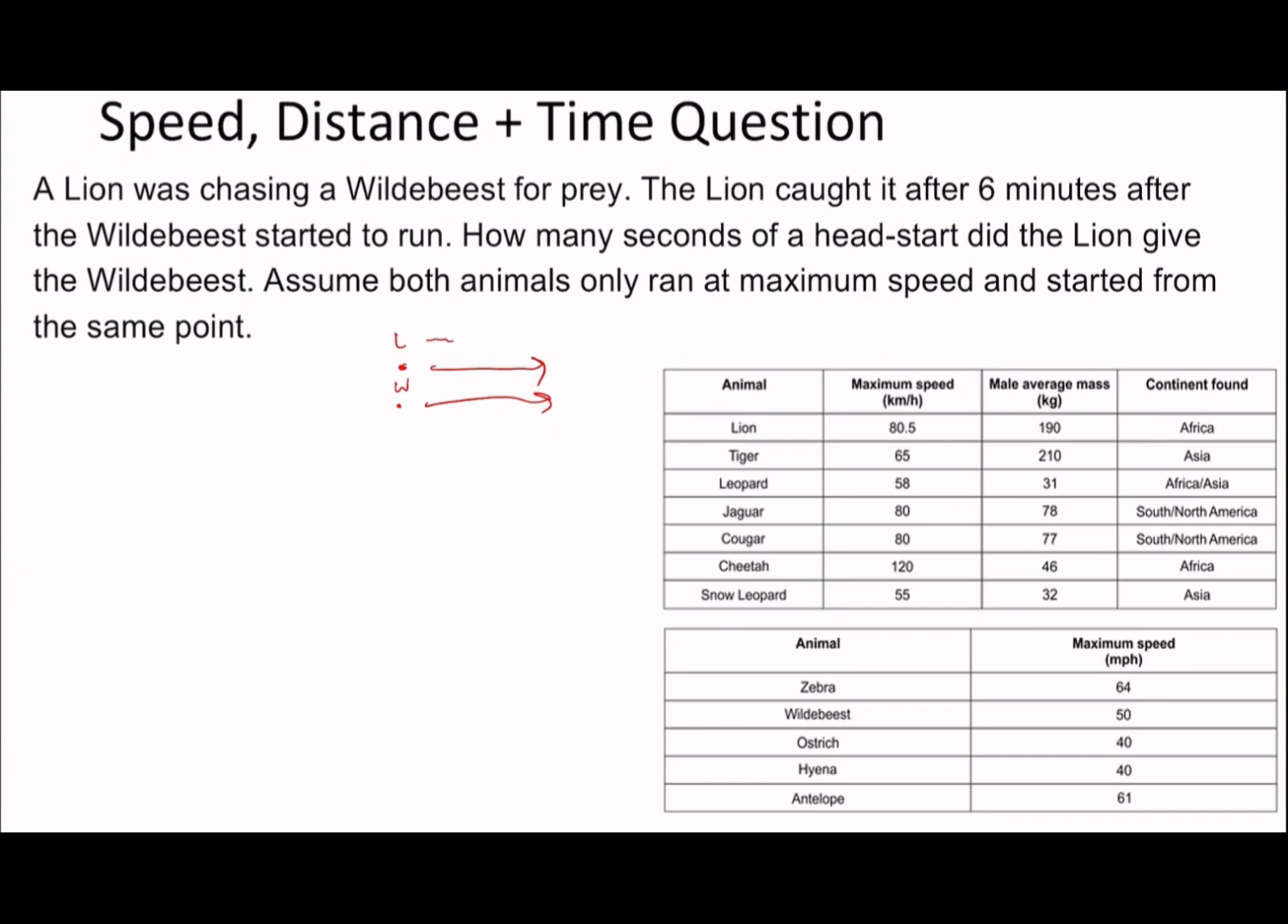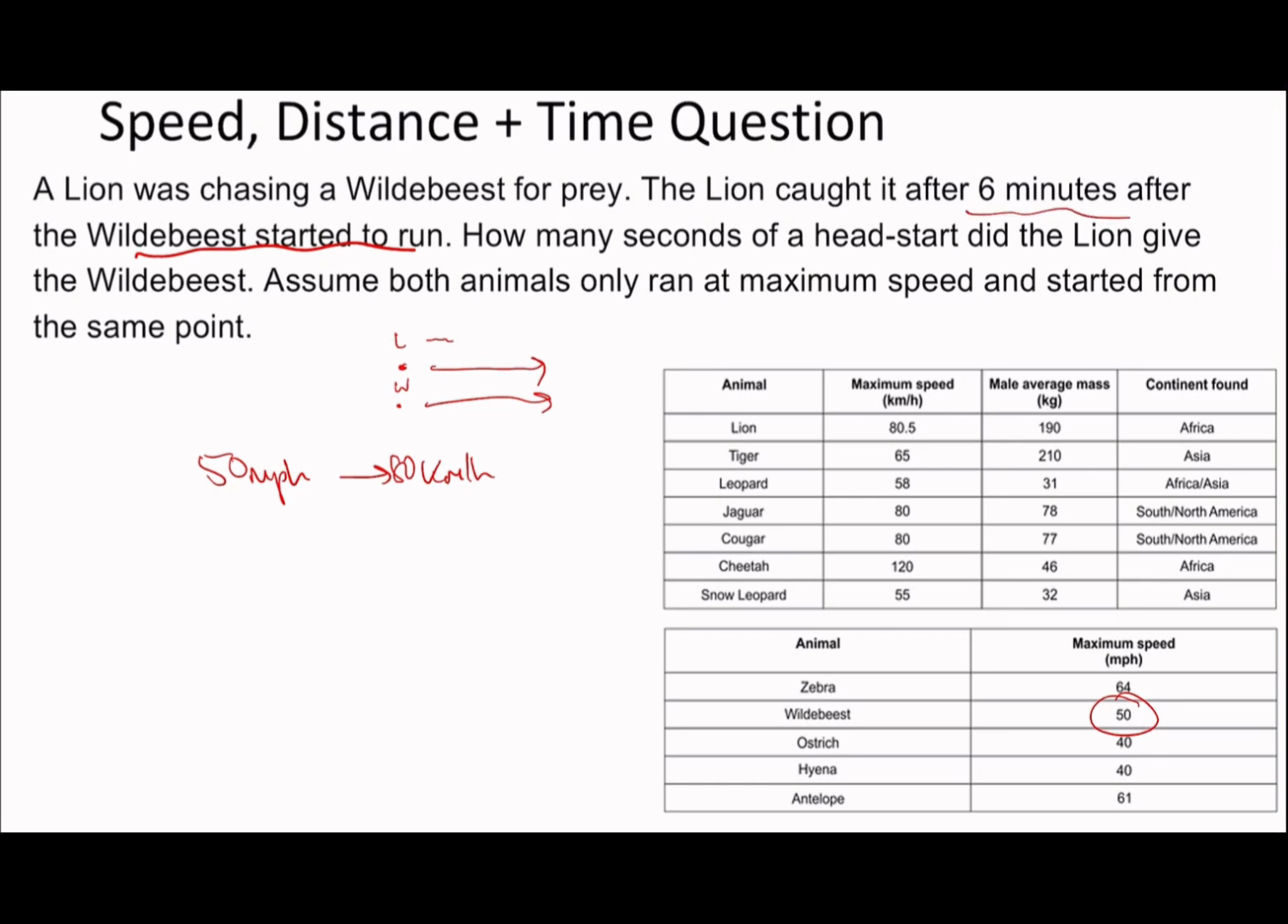So the lion caught it after 6 minutes after the wildebeest started to run. So the wildebeest travels at 50 miles per hour. I'd like to convert that into kilometers per hour, which is then going to be 50 times 1.6, which is 80 kilometers per hour. Actually, I could have done that in my head now. It's a bit silly. And it's caught it after 6 minutes.